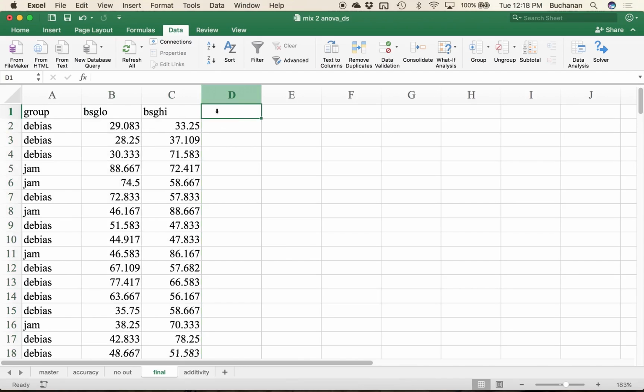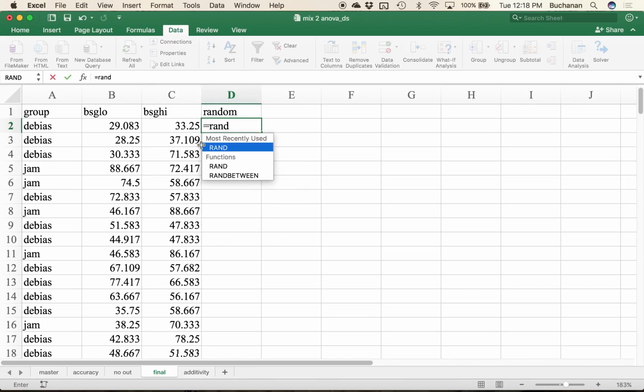Now we've checked additivity, let's go on to normality, linearity, homogeneity, and homoscedasticity. So I'm going to create my random variable. So, sorry, I got excited and I did that kind of fast. So equals RAND, open close parentheses.